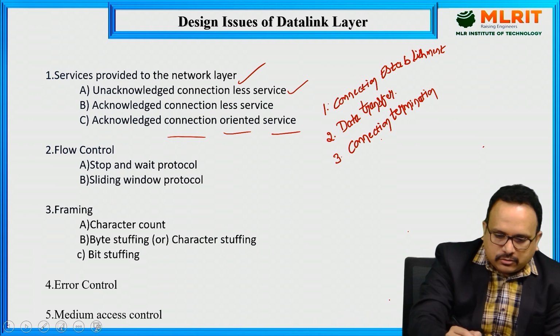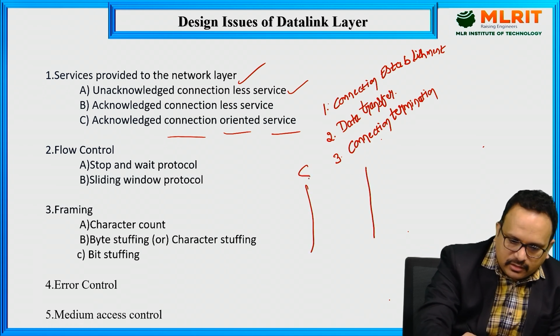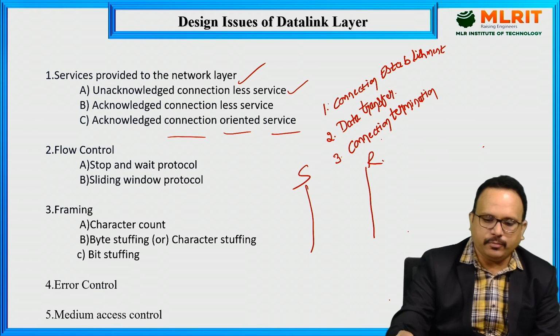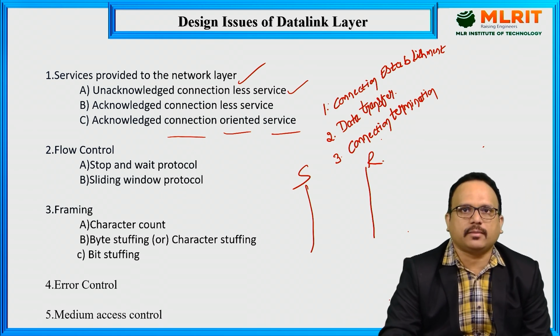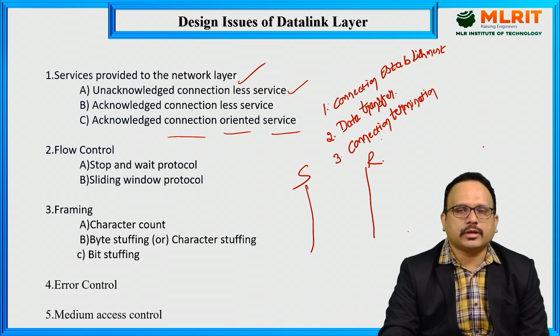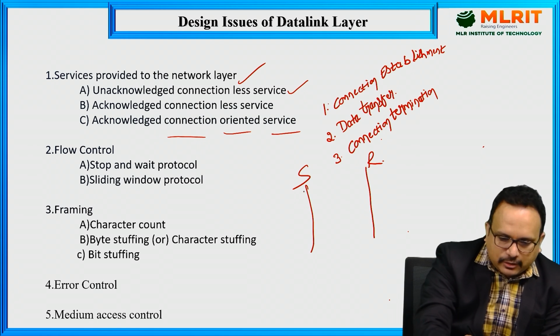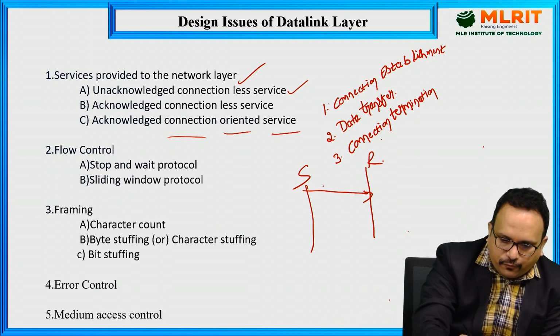So here we are also having the acknowledgement. For example, if we consider the same diagram, sender, receiver, right? So before transmitting the data, connection must be established. Both the sender and receiver must come to an agreement that I am ready to send the data and the receiver must be in a position to receive the data. So once the connection has been established, the data transfer will take place in the form of frames.